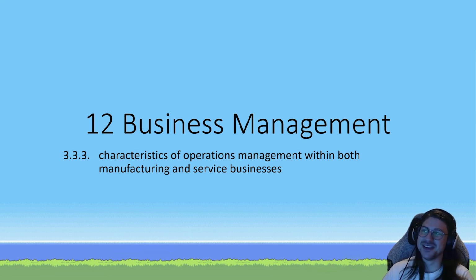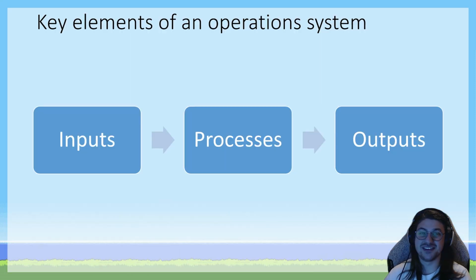In today's lesson we're looking at key knowledge point 3.3.3. That is unit 3, area of study 3 and the third key knowledge point for this area of study. Today specifically we're looking at the characteristics of operations management within both manufacturing and service businesses. Now I'll remind you that the key elements of an operations system refers to the three parts of any operations system. And that is inputs, processes, and outputs.